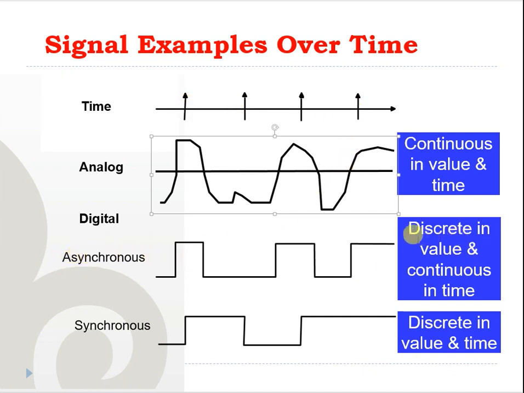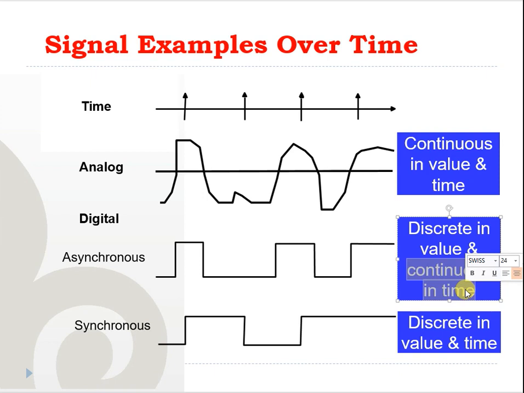In this case, the signal is discrete in value and continuous in time, so it can change its value at any time. While for the synchronous case, we have the signal discrete in value and also discrete in time. So you can see how the signal could be dealt with in different cases.